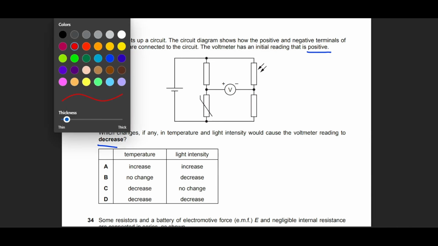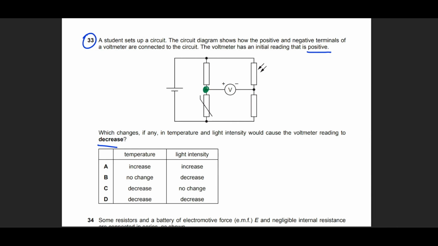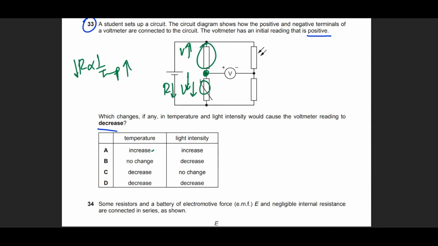So what do I want? I want this voltage terminal to produce less voltage, which means I want this resistor to consume more voltage and this resistor to consume lesser voltage. So how can I do that? By decreasing its resistance. And how to decrease the resistance of a thermistor? They are inversely proportional to temperature. So to decrease the resistance, I need to increase the temperature. So temperature has to be increased.